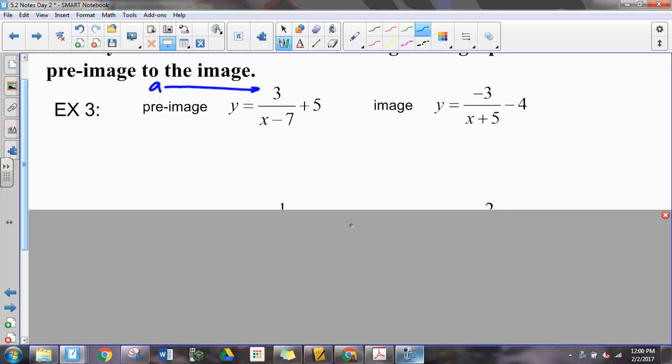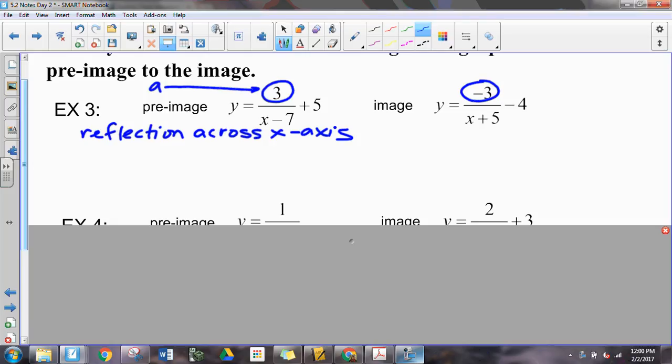So remember our A value is this number that's on top. And so you can see from the pre-image to the image, that number is different, and the number is negative. So that means that we would have a reflection across the x-axis. And the number itself is the value, the absolute value of that has not changed. So there is no vertical stretch or shrink. So now we just have to go from the pre-image to the image.